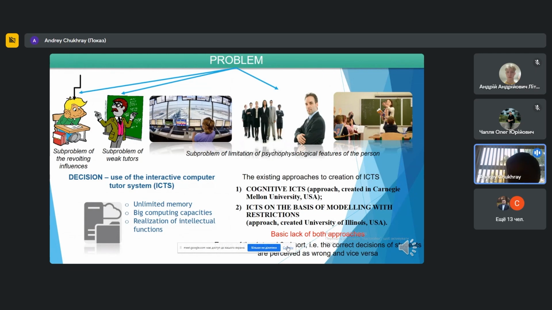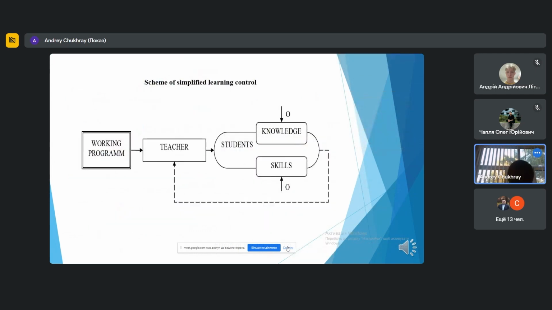For example, the cognitive ITS approach created at Carnegie Mellon University, USA, and ITS on the basis of modeling with restrictions, an approach created by the University of Illinois and Professor Stellan Ohlsson from USA. But the basic lack of both approaches is the errors of the first and second kind: either the correct decisions of students are perceived as wrong and vice versa. And let's consider the scheme of simplified learning control, also by intelligent tutor systems and in native.